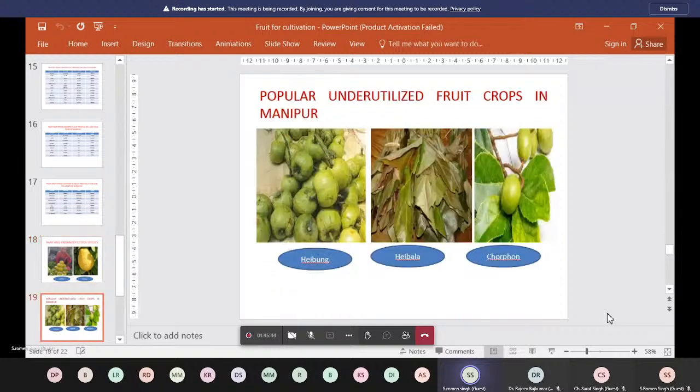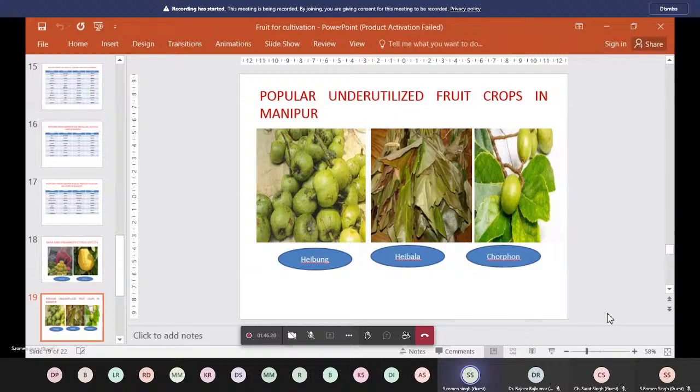I want to show some other popular underutilized fruit crops. One is Haibung, which we call a Garcinia species. This Garcinia species is used in Manipur at Ushop or any other festival for making a delicacy. One fruit costs rupees 50 to 100. It depends from time to time, but still there is no proper cultivation.